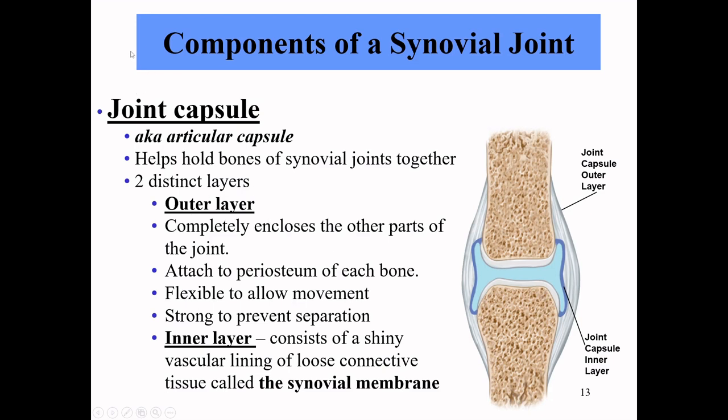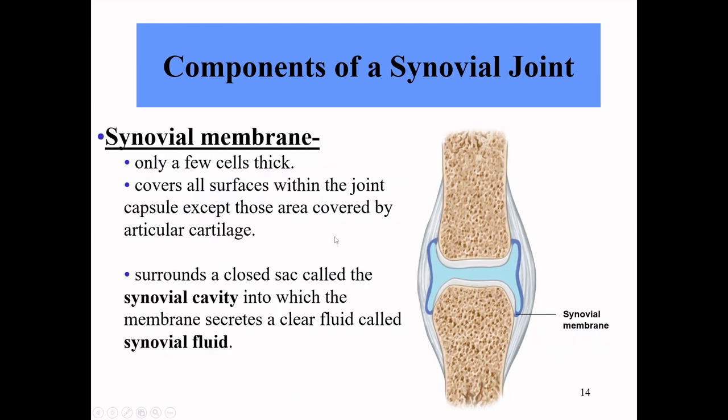The inner layer of my joint capsule consists of a shiny vascular lining of loose connective tissue we call the synovial membrane. We can see that in the dark blue outline surrounding the inner parts of our joint. That dark blue outline is the synovial membrane, aka the inner layer of the joint capsule or articular capsule. Now, my synovial membrane, only a few cells thick, covers all the surfaces within the joint capsule except anything that's already covered by articular cartilage. Articular cartilage is already there to do its job, so we don't want to put a synovial membrane on top of that, because that's not going to help anybody.